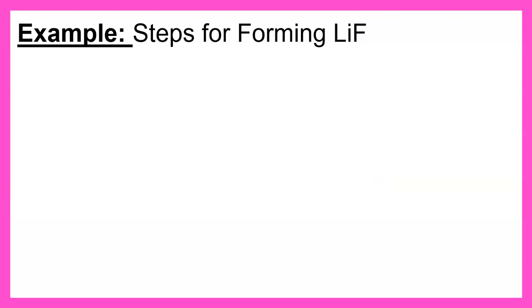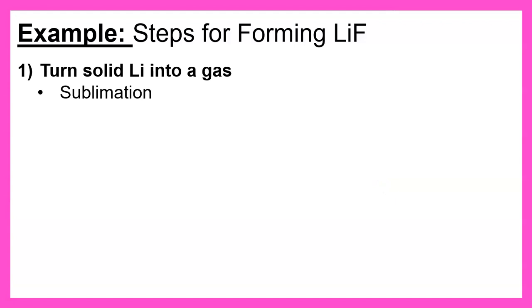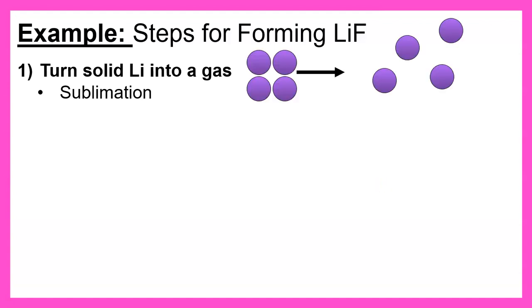So let's say we want to form a crystal lattice of lithium fluoride. The very first thing we have to understand is that our lithium is going to start as a solid. And solids don't do much for us. We need to get it into a gas form so that it's more able to form our structure. So when we take a solid and turn it into a gas, if you remember, that's called sublimation. So I have this close packed solid structure, and I'm going to turn it into a gas.